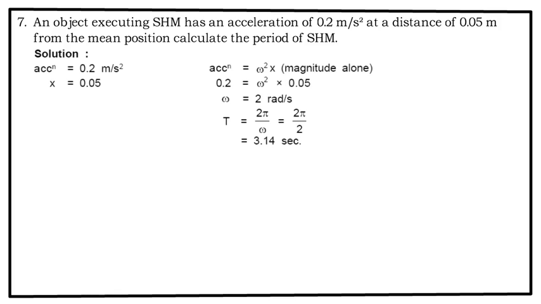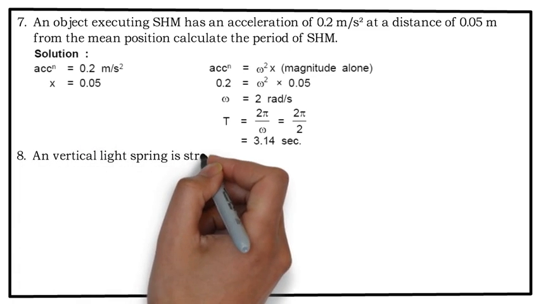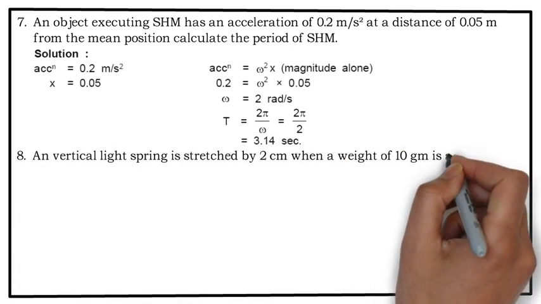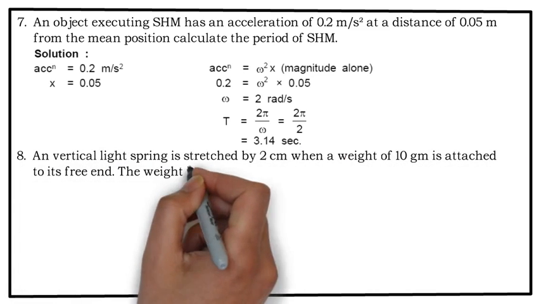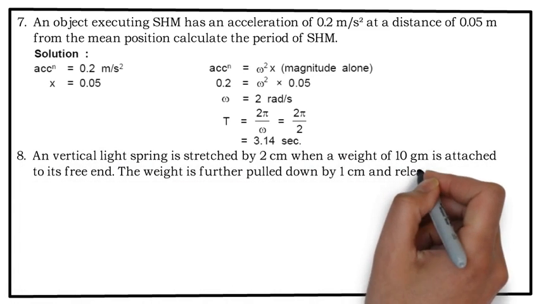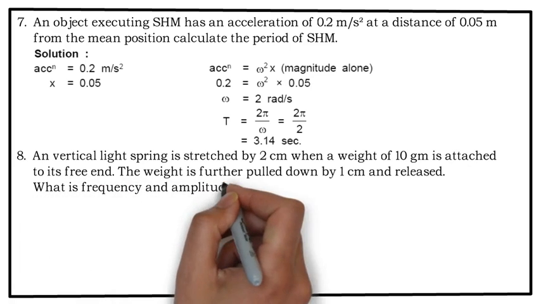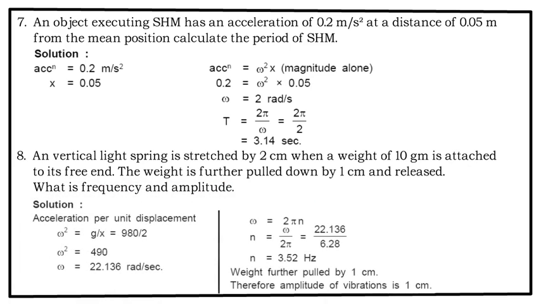Problem number 8. A vertical light spring is stretched by 2 cm when a weight of 10 gram is attached to its free end. The weight is further pulled down by 1 cm and released. What is the frequency and amplitude? The very first thing you have to understand is, acceleration per unit displacement is equal to omega square. So omega square is equal to g by x. Since x is given in centimeter, I consider g also in centimeter per second square, that is 980 upon 2, that is 490. That is omega equal to 22.136 radians per second.